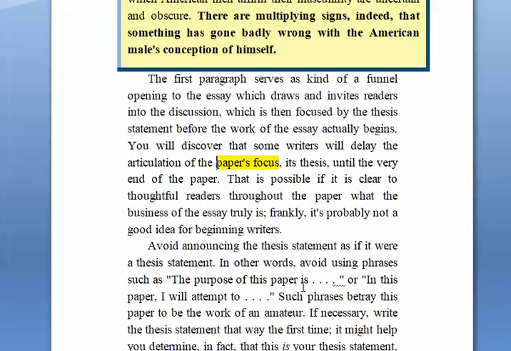Avoid announcing the thesis statement as if it were the thesis statement. In other words, avoid using phrases such as "the purpose of this paper." This is not used, frankly, in essay writing. We can use this in research. Okay, "the purpose of this paper is" or "in this paper, I will attempt to": avoid these sentences. Such phrases betray the paper to be the work of an amateur.